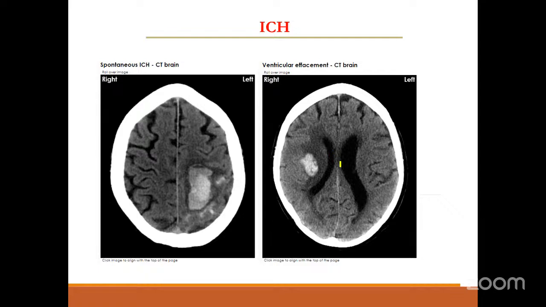So if you find bleeds in an unusual location, we need to think of other etiologies like AV malformation, if there are any vascular abnormalities that are causing the bleed.